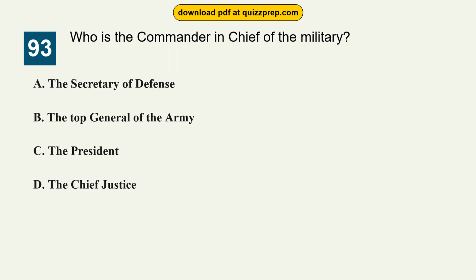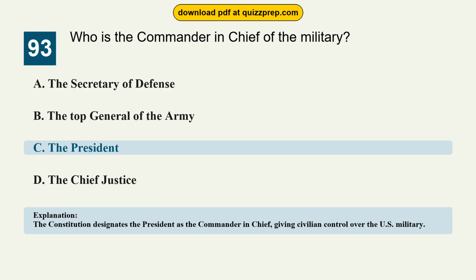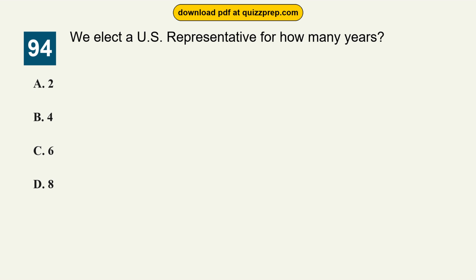Question 93. Who is the Commander-in-Chief of the military? Option A. The Secretary of Defense. Option B. The Top General of the Army. Option C. The President. Option D. The Chief Justice. The correct answer is option C, the President. The Constitution designates the President as the Commander-in-Chief, giving civilian control over the U.S. military.